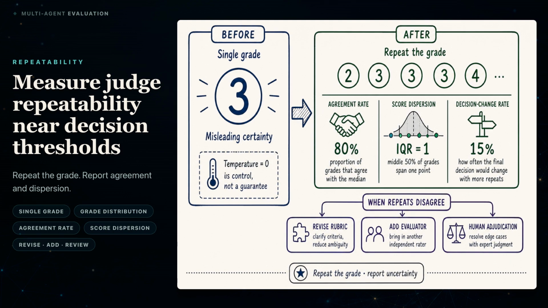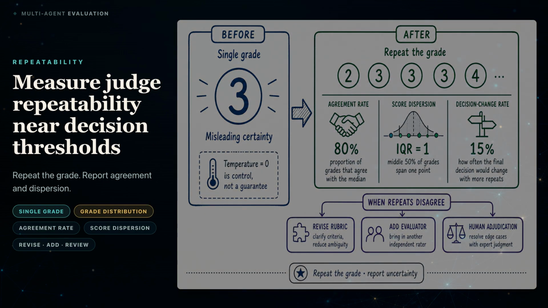Fixed prompts and low temperature reduce one source of variation, but they do not guarantee identical grades. Repeatability must be measured. Run threshold adjacent examples several times, then report agreement, score dispersion, and the rate of operational decision changes. A single score of 3 should become a small distribution with visible uncertainty. Compare that distribution with human-labeled calibration cases, especially near any gate that changes production behavior. When repeats disagree, revise the rubric, add another evaluator, or route the case to human adjudication.